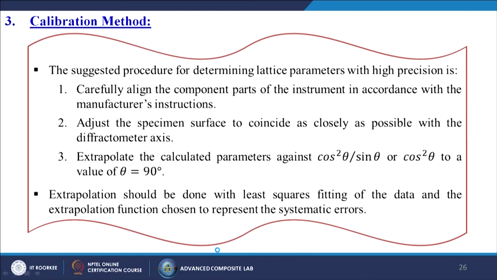Now, we are going to discuss the calibration methods. The suggested procedure for determining the lattice parameters with high precision is, first, carefully align the component parts of the instrument in accordance with the manufacturer's instructions. Second, adjust the specimen surface to coincide as closely as possible with the diffractometer axis. Third, extrapolate the calculated parameters against cos square theta, or cos square theta by sin theta, to a value of theta equal to 90 degrees. Extrapolation should be done with least squares fitting of the data, and the extrapolation function chosen to represent the systematic errors.